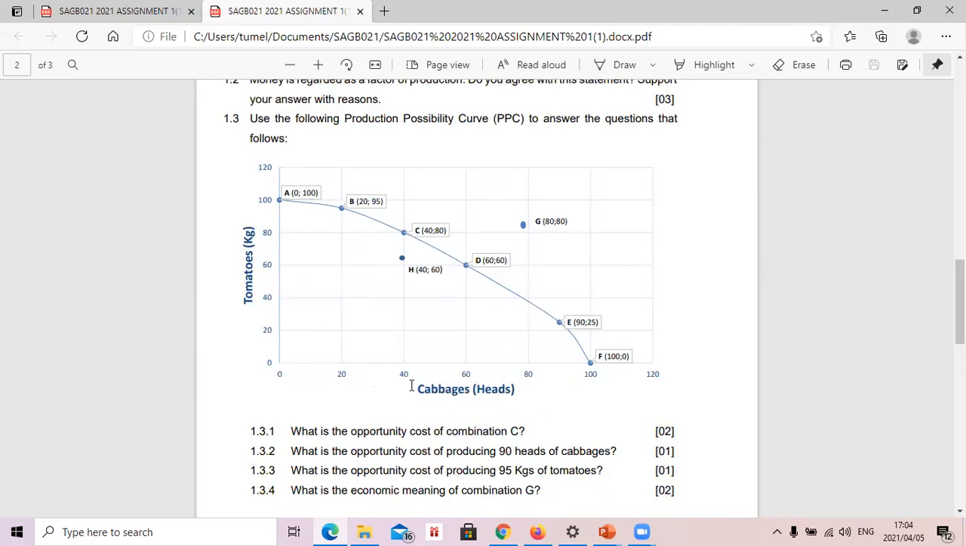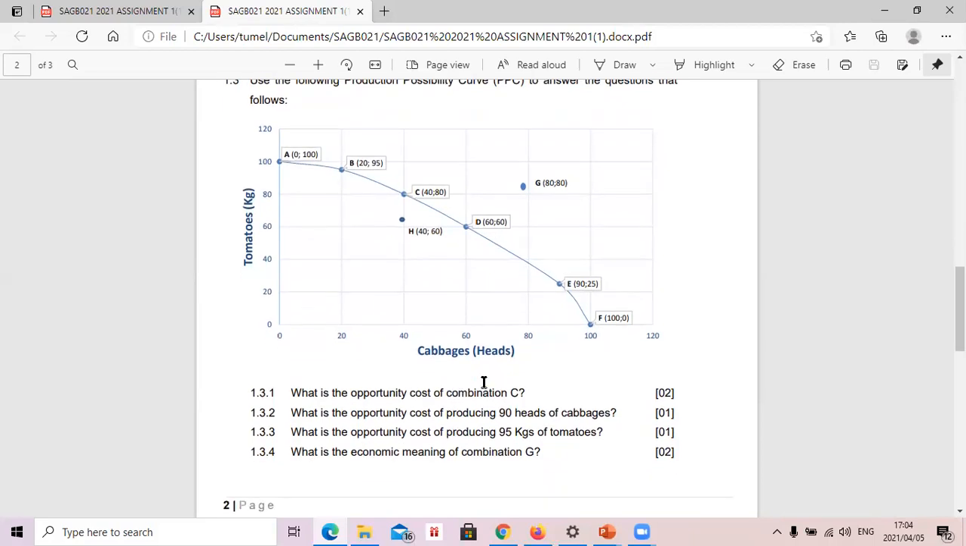And in this case, it will be 0, meaning that at combination A, the farmer is producing 0 heads of cabbages and 100 kgs of tomatoes. At combination D, the farmer is producing 60 heads of cabbages and 60 kgs of tomatoes. At combination F, it is 100 heads of cabbages and 0 kgs of tomatoes. That is very important. Now, what is the opportunity cost? Do we have to conclude after each and every answer? Yes, after each and every calculation, you interpret your findings.